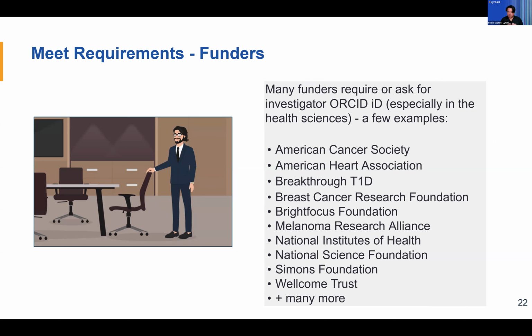They want you to have an ORCID ID so that they can verify that it is you. They want you to have an ORCID ID with an ORCID record to be able to see what your previous work is, for example, what publications you have done. So all of this is really important to have.